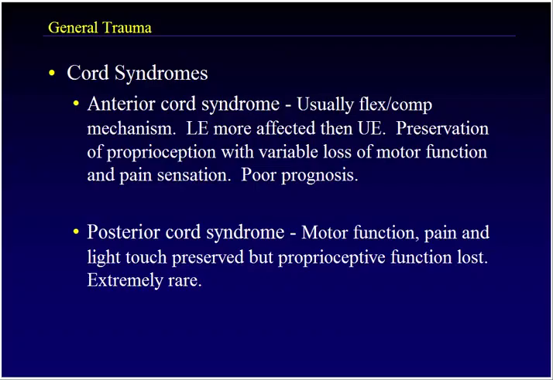Anterior cord syndromes are usually the result of a flexion and compression mechanism. The lower extremities are affected more than the upper extremities, which is a contrast, of course, to the central cord syndrome that we've already covered. In these anterior cord syndromes, you'll have preserved proprioception, and you can have a variable loss of motor function and pain sensation. These have a poor prognosis. Then finally, the very rare posterior cord syndrome, which is where the motor function, pain, and light touch are preserved, but you lose proprioceptive function. I've never seen a patient with a posterior cord syndrome.